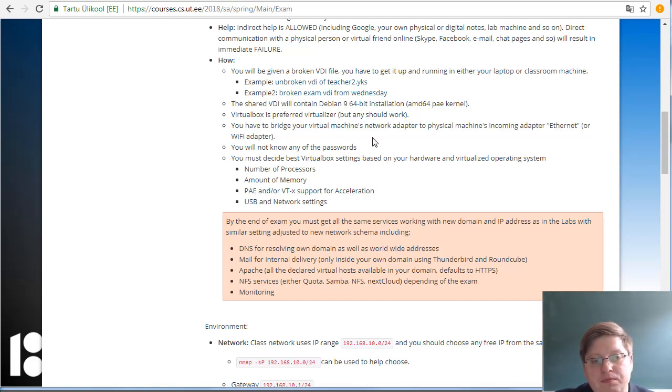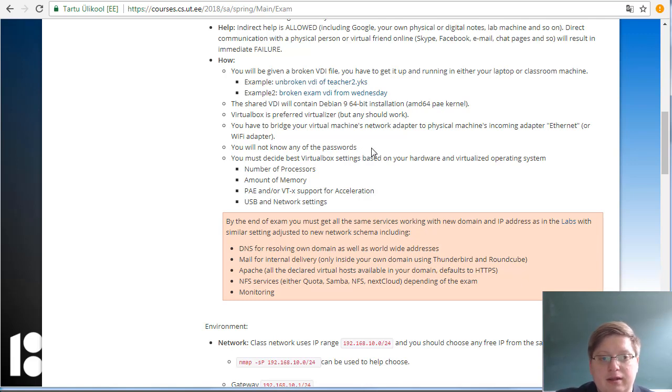One of the things you should note about the exam is that we do ask you to bridge your network, meaning please know what bridging your virtual machine network means and how to set up in your preferred virtualization environment. We will do basically a domain migration and an IP network migration, meaning you will have a new subdomain for the exam and new IP different from what you used in the labs.